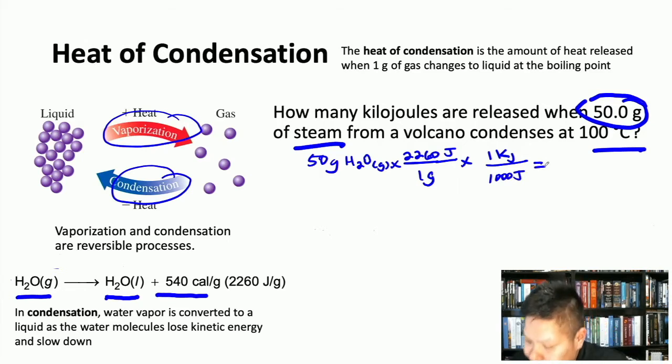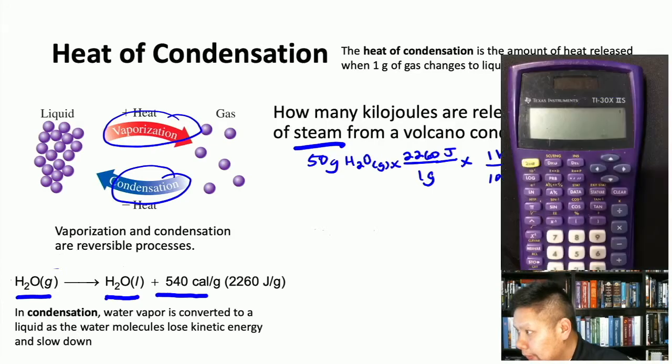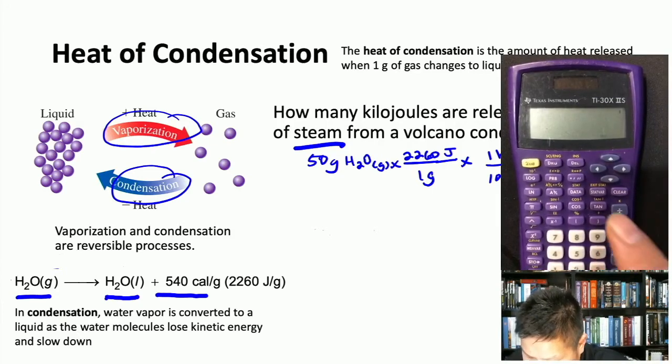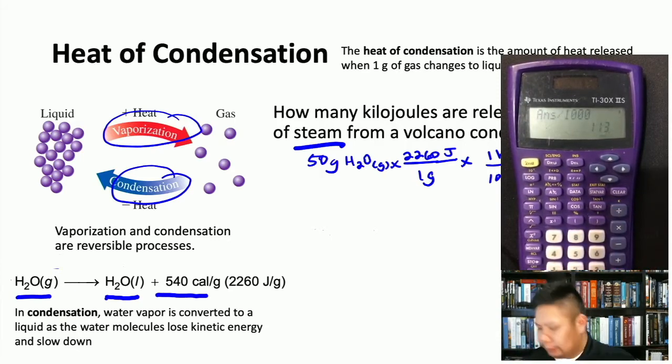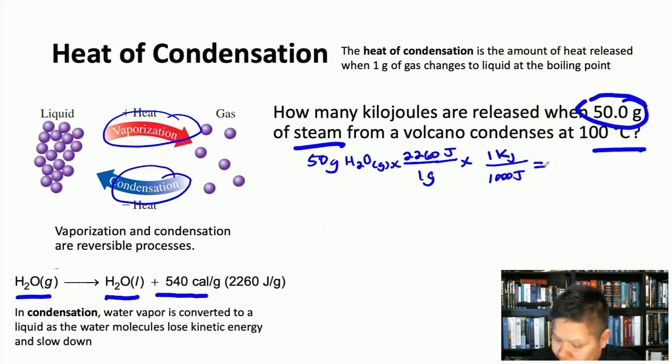So we calculate that in the calculator. You're not going to be able to see it, but let's just calculate and I'll put it back onto the writing. 50 times 2260 times 1, and then divided by 1,000. So we get 113 kilojoules. Let me show that real quick. There we go. 113 kilojoules. Pretty cool, right?